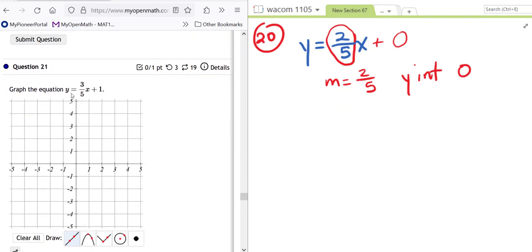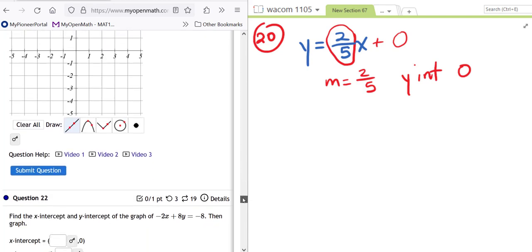Right, I'm going to skip this one because we've done several. It is in the slope-intercept form. 1 is your y-intercept. Your slope is 3/5. Plot the y-intercept first. Go up 3 over 5. It's a nice question.